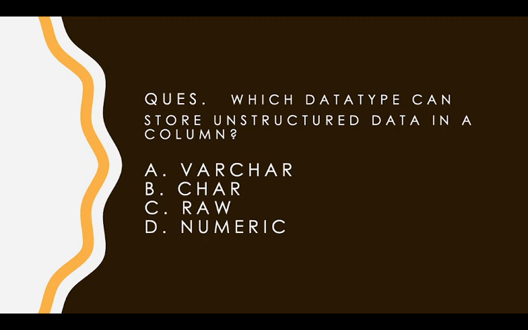And according to the definition, the raw data type can be queried. So in this case, I think this should be our answer because it is used to store variable length binary data. Varchar, we know it stores variable string data. Char stores character values. Numeric, we know it stores numerical values. But raw stores variable length binary data.